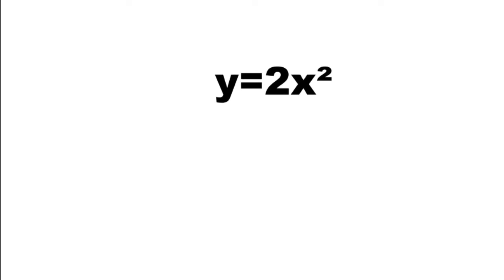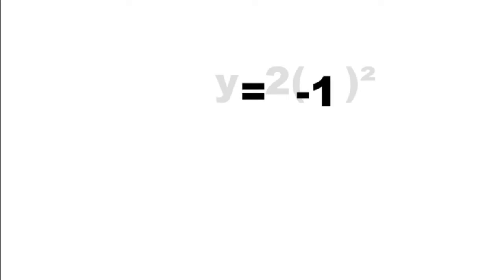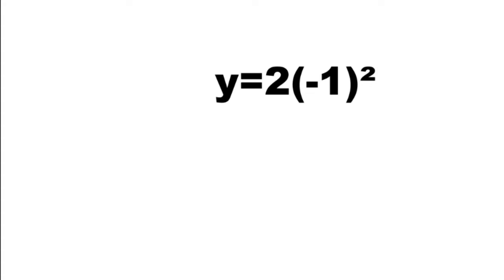Another example, y equals 2x squared. If x equals 1, y equals 2 times 1 squared, so y equals 2 times 1 because 1 squared is 1, so y equals 2. If x equals -1, so y equals 2 times -1 squared, then y equals 2 times 1 since -1 squared is 1, so y equals 2.